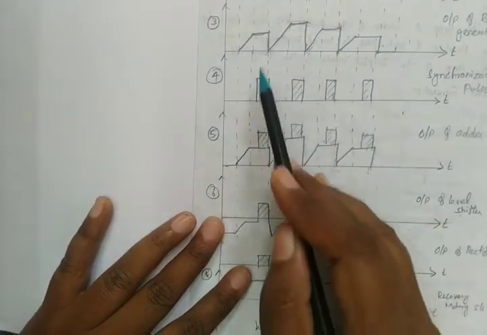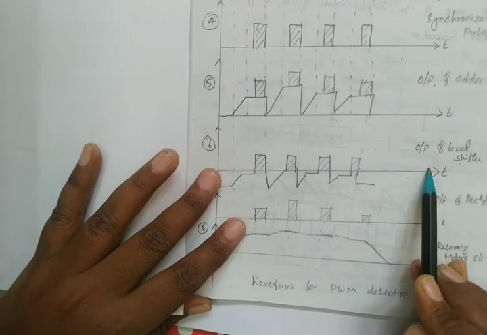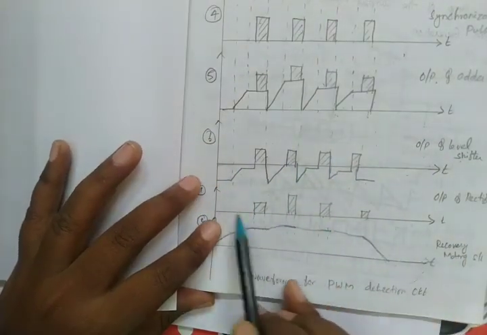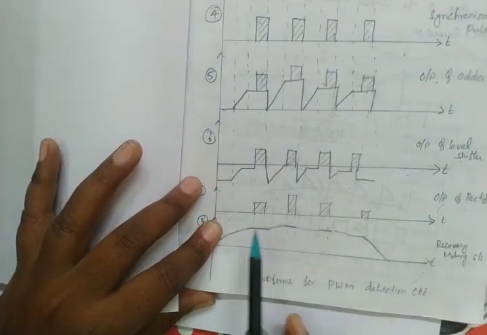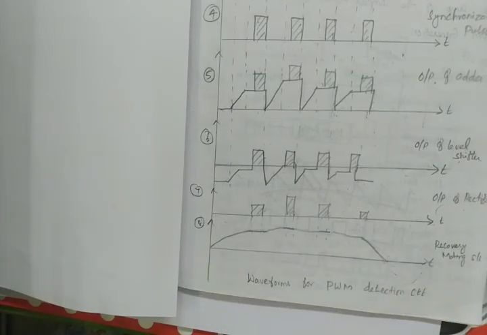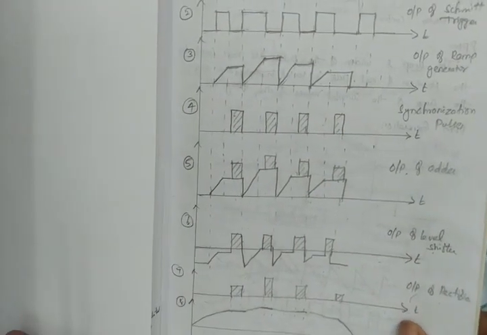Now these two will be added in the adder. Then the next one is the level shifter, so that it will shift the level. Then we have a rectifier, so it will clip the signal, because here we are using a clipper circuit, so it will cut the unwanted signals, and finally you'll get the output from the LPF. This is all about generation and demodulation of pulse width modulation.